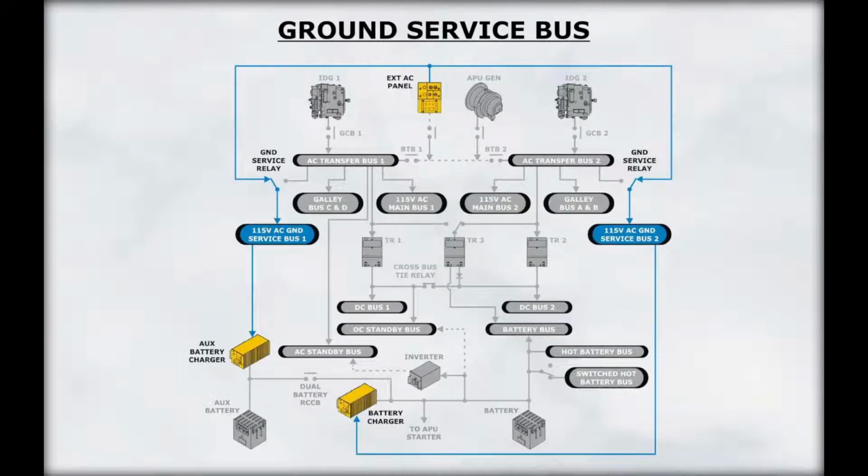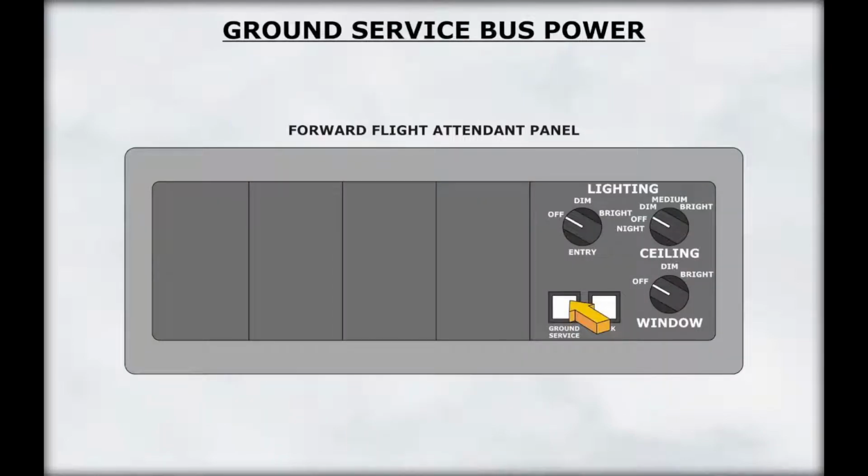The ground service buses supply electrical power to utility outlets, battery chargers, and cabin lighting. When the ground service bus is powered, the aircraft can be serviced without powering all the electrical systems. The ground service bus is powered by pressing the ground service switch located on the forward flight attendants panel.